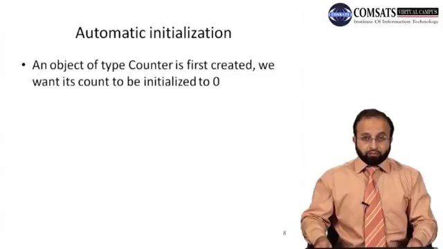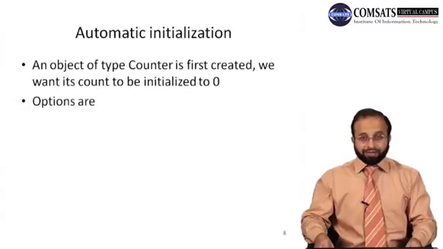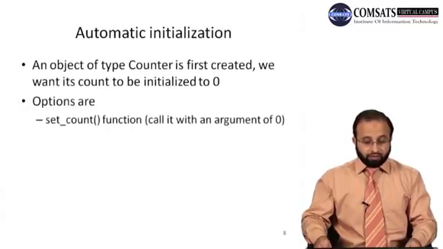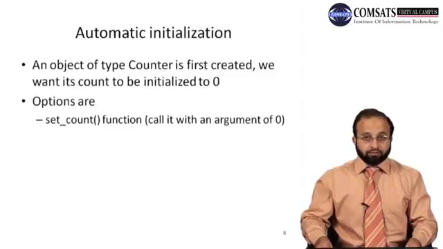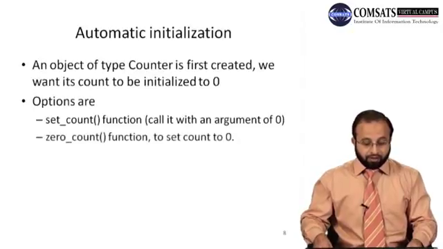This is called automatic initialization. An object of type counter is first created. We want its count to be initialized to 0. Now, what are the options? We can have a set count function and call it with an argument of 0. So you pass the value 0 to set count, and it will initialize it. That is one mechanism. The other mechanism is a zero_count function to set count to 0. So that is the second option.